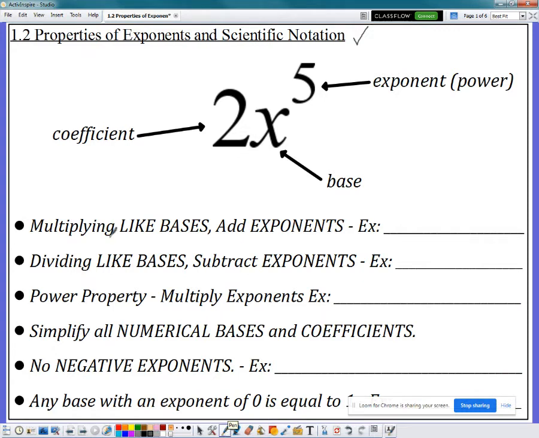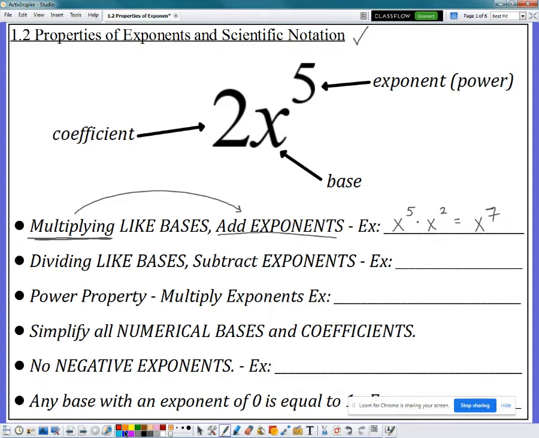When you are multiplying like bases, you need to add the exponents. So for example, we have x to the fifth times x to the second. In this example, we are multiplying. The bases are both x, so we're going to add 5 and 2 and we get 7. That's an example of the product property. That's what we call it in math, the product property.